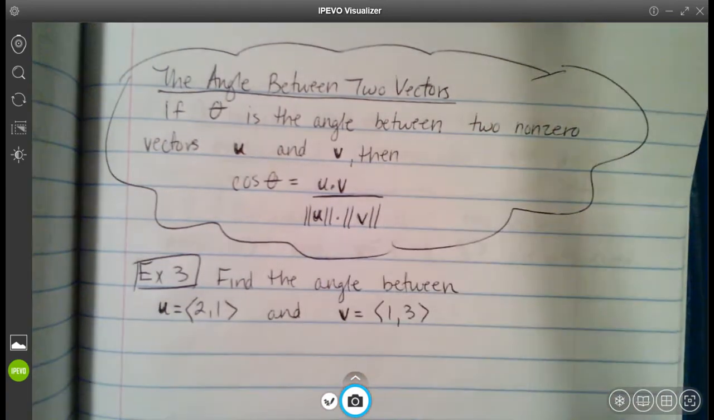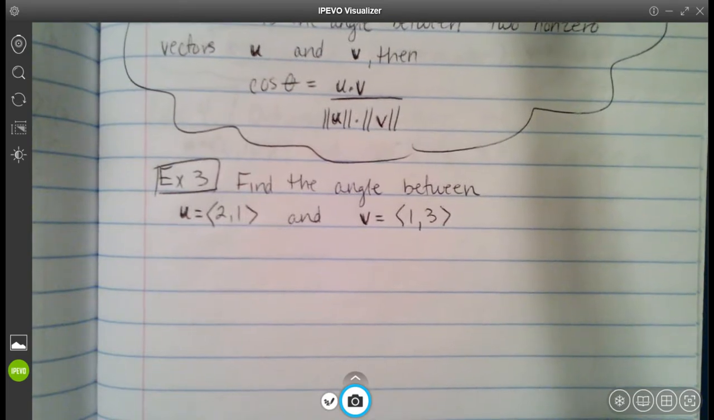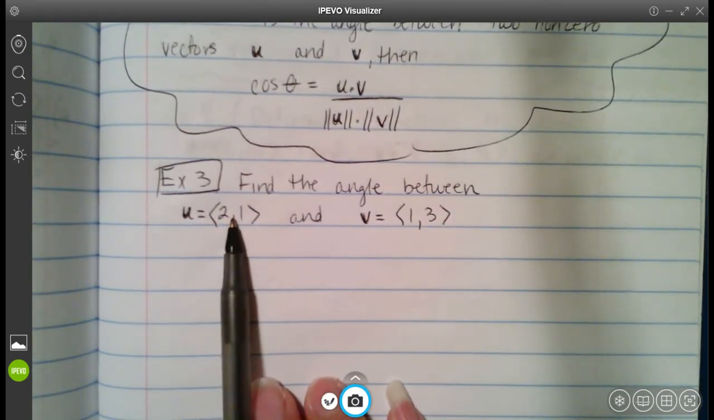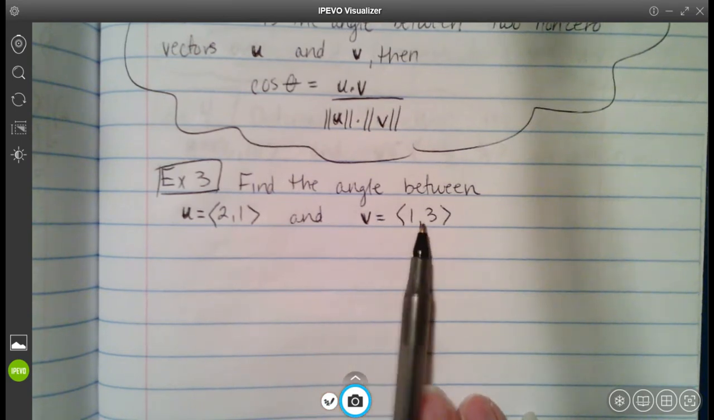Follow the formula. Plug everything in and work it out. We're going to go into an example. Find the angle between u equals the vector with components 2, 1, and a vector v with components 1, 3.